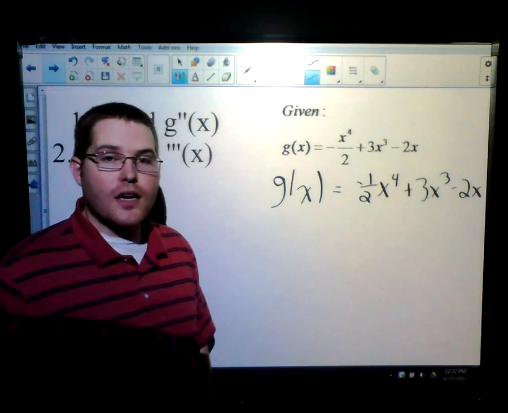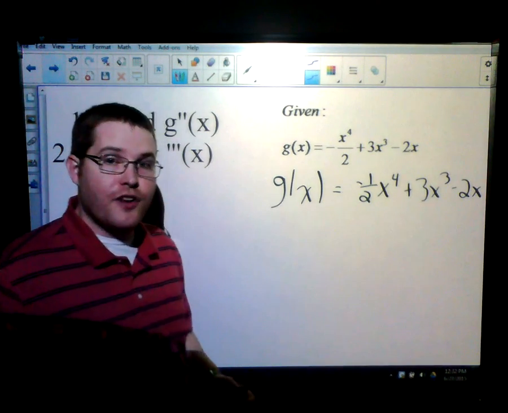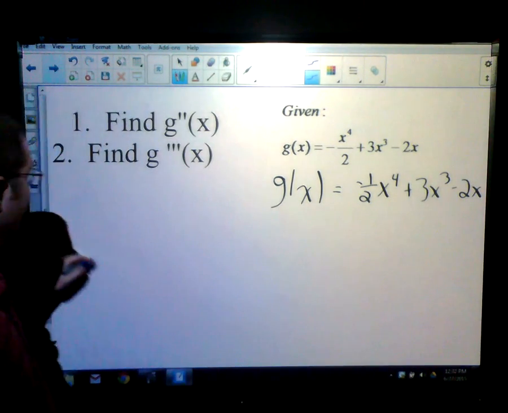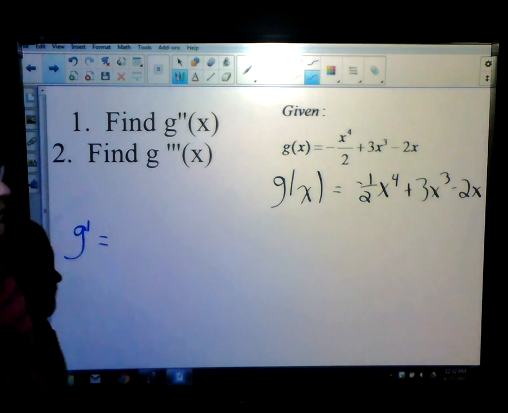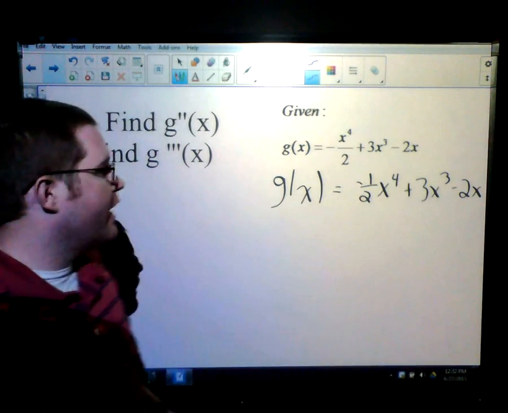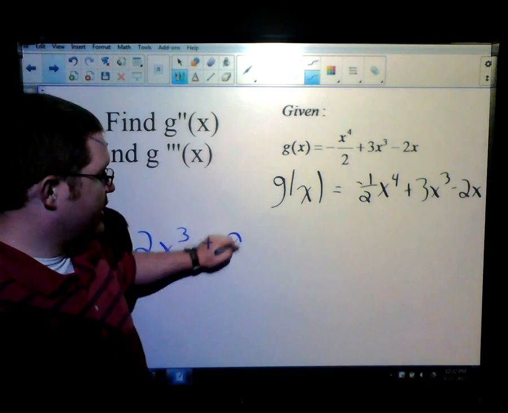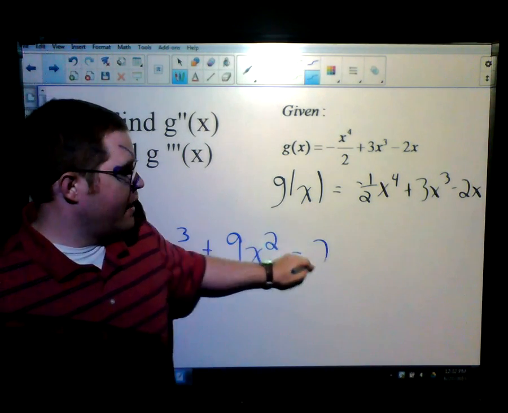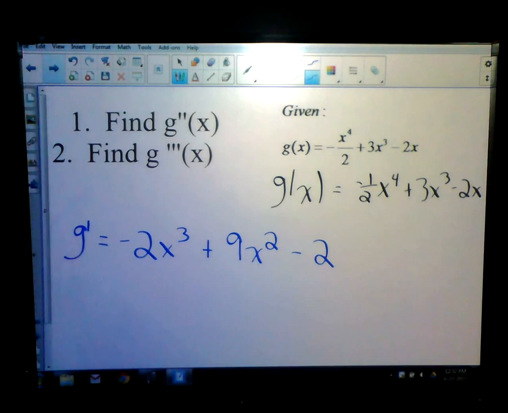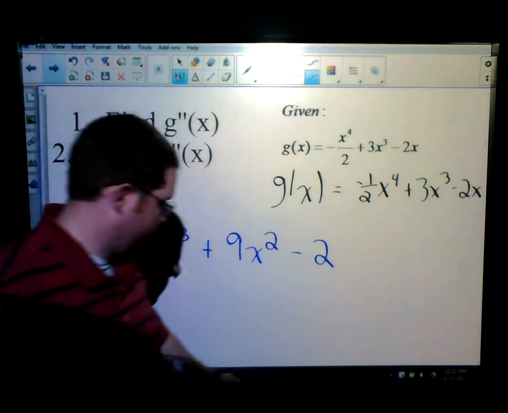We're lucky. This is not a product rule and it's not a quotient rule. It's very simple. It's just power rules. So g prime. Multiply 4 down, you get negative 2x to the third, 9x squared, minus 2. But that's none of the questions that I asked.